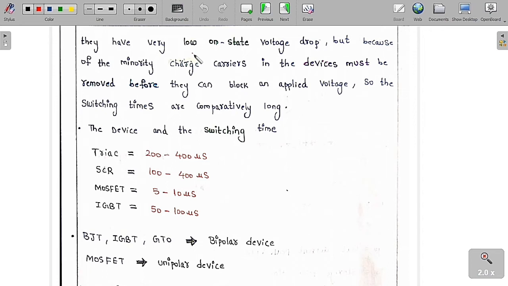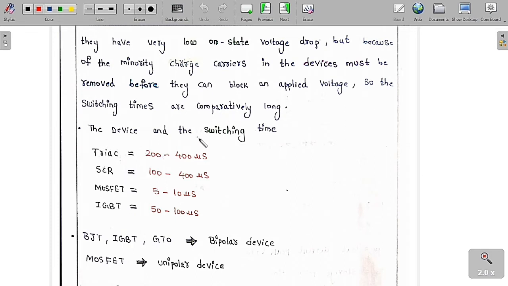Because of this reason only, it takes some amount of time to remove all these minority charge carriers whenever a negative voltage is applied. The time is called the turn off or the switch off time. So it takes a lot of time to remove all these minority charge carriers whenever you apply reverse voltage across them. Because of this reason only, the switching times are comparatively long.